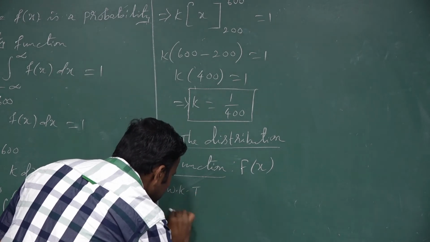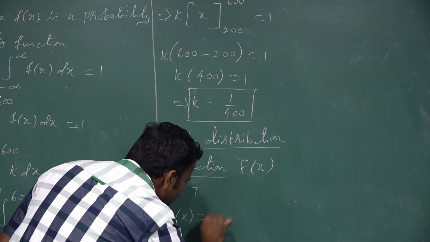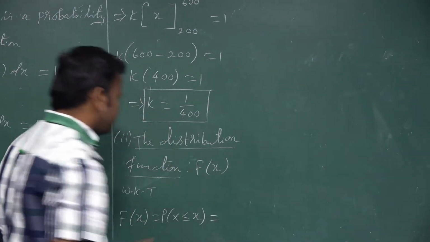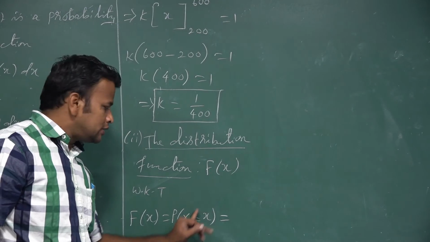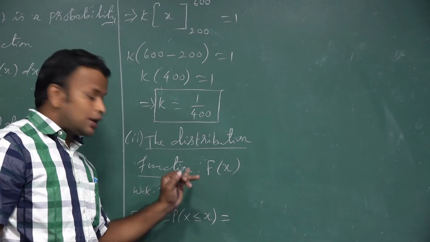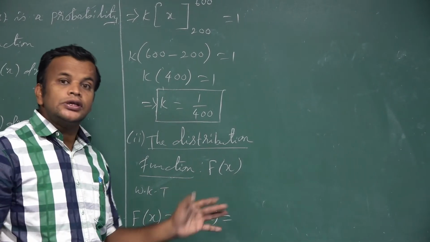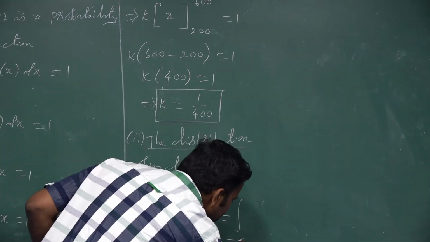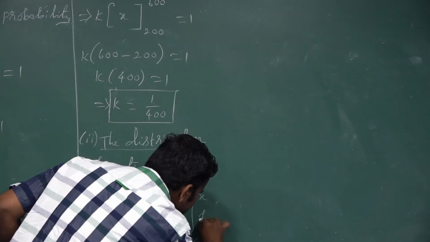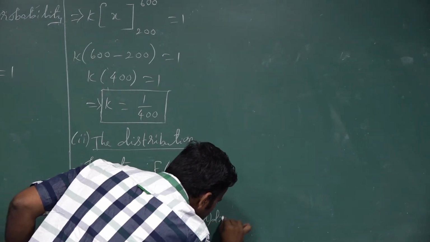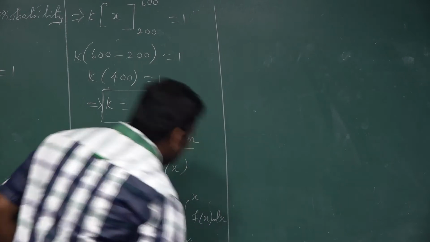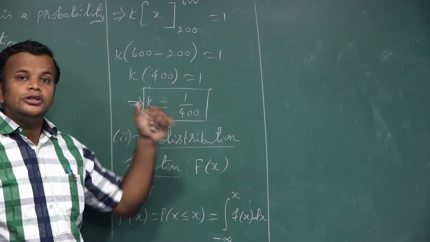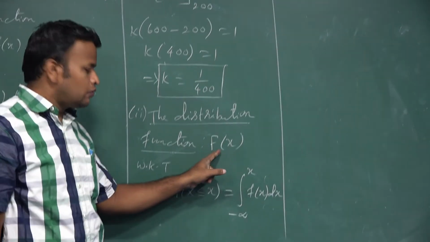I write the formula. Capital F of x is P of capital X is less than or equal to small x. The given function x is a continuous random variable. Therefore, this formula is the integral from minus infinity to x of f of x dx. Important formula. The distribution function or the cumulative distribution function, the symbol is F of x.